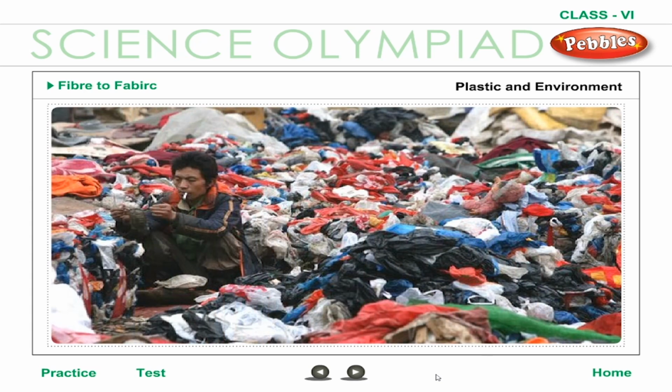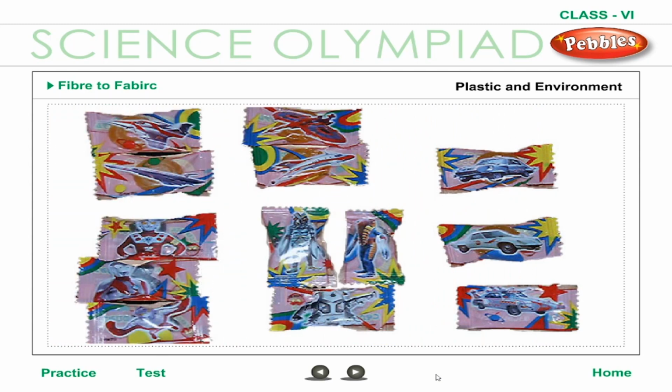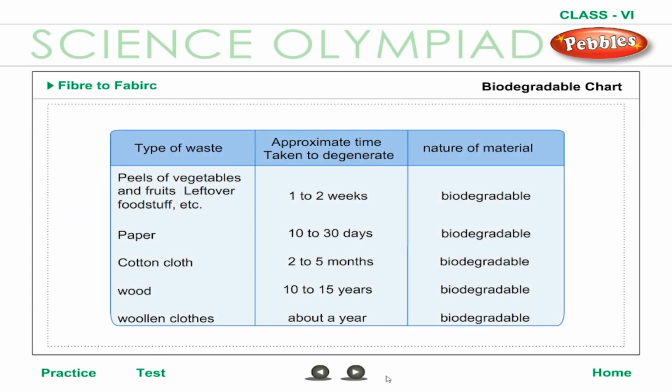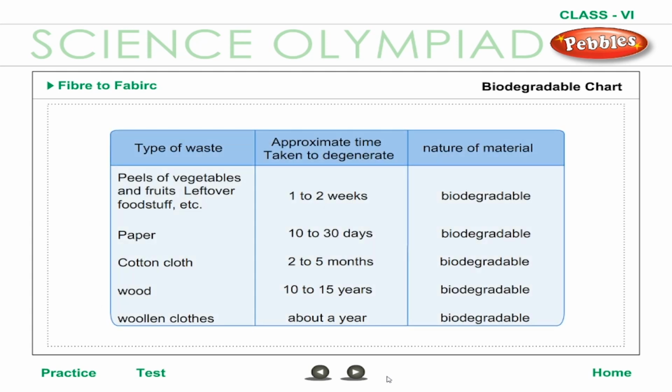The polybags, carelessly thrown here and there, are responsible for clogging the drains too. Sometimes we are very careless and throw the wrappers of chips, biscuits and other eatables on the road or in parks or picnic places. Biodegradable chart. Biodegradable chart is given above.